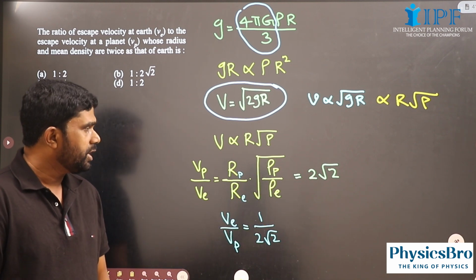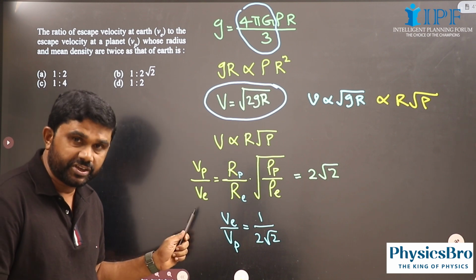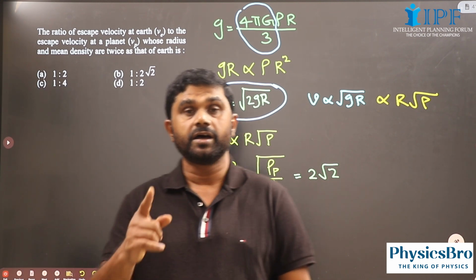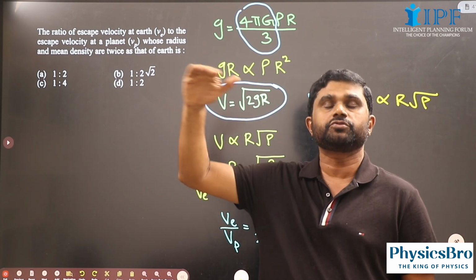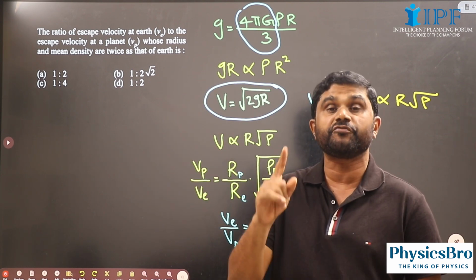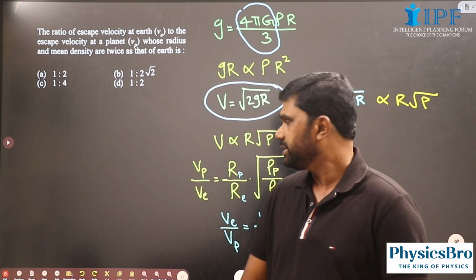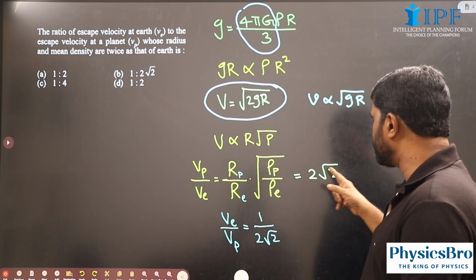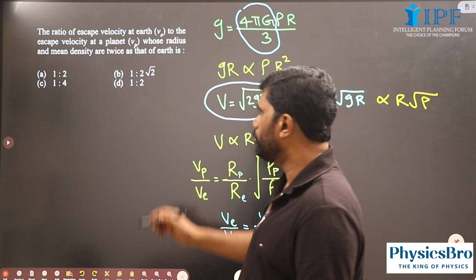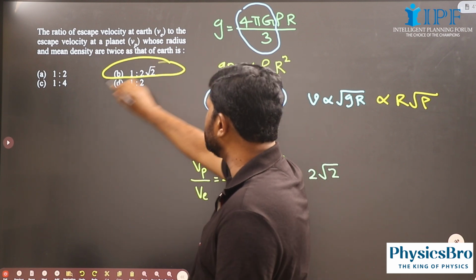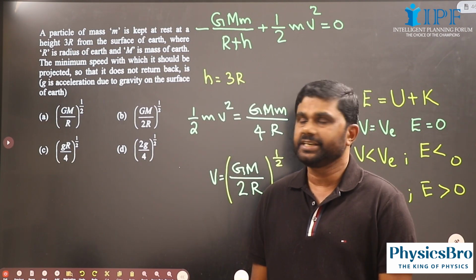Okay, so this is vp by ve, and we have to find the ratio of escape velocity from the surface of Earth to that from the surface of the planet, or ve by vp. See, vp by ve is root 2 by 1, so ve by vp will be 1 by root 2. Okay, so this is the correct option. Now let's see the next question.